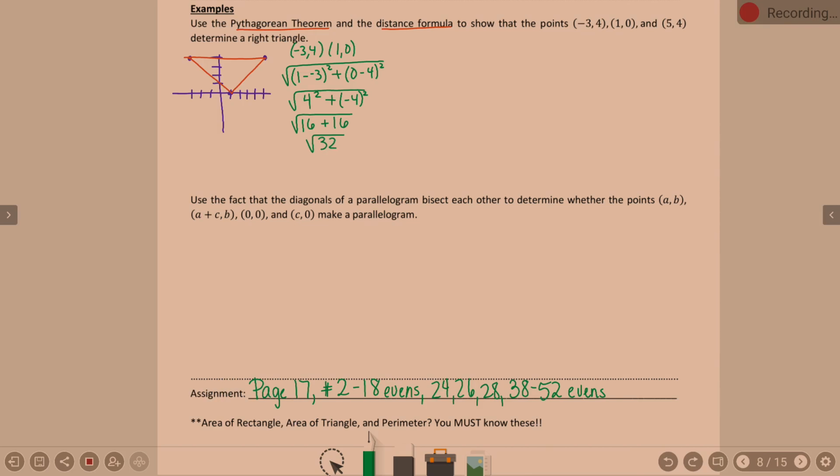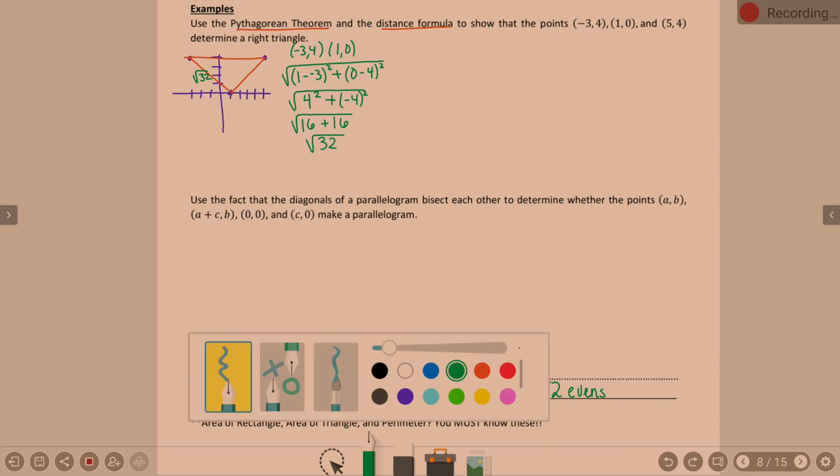I have the square root of 32. I'm going to leave it as the square root of 32. You can come up with a decimal if you want, but I'll come up with a decimal later if I need it, and I'm going to tell you, you won't need it. So that was -3, 4 to 1, 0, that one right there. Okay. Let's do another one: 3, 4 and 5, 4.